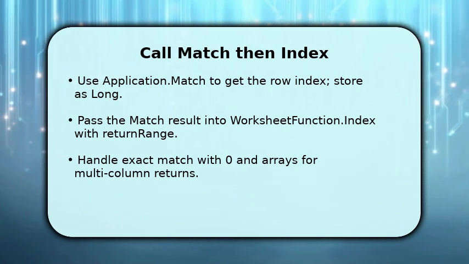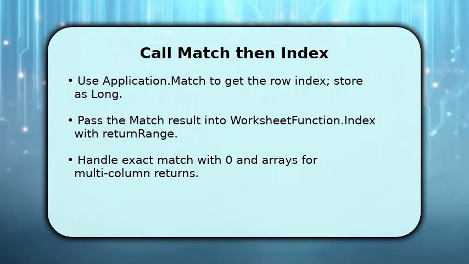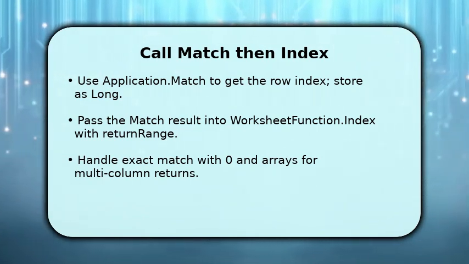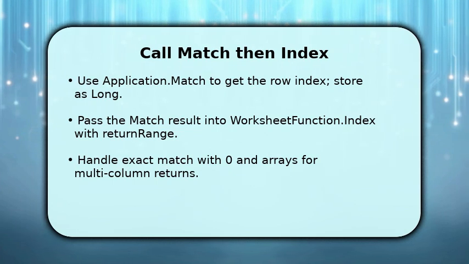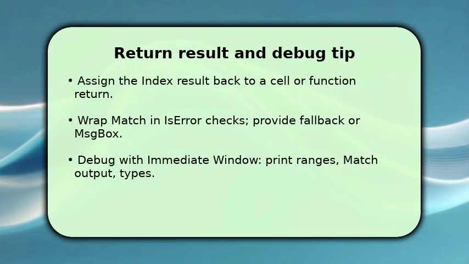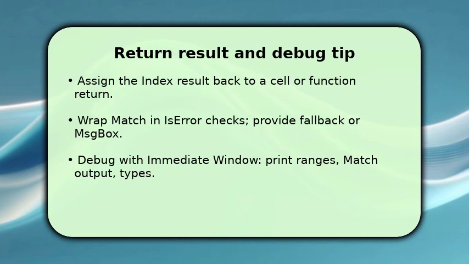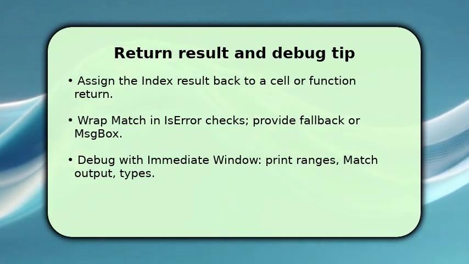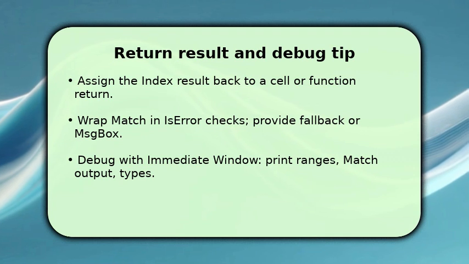Make sure to use Application.Match, not WorksheetFunction.Match, if you expect no match. That avoids unhandled errors and lets you check IsError. Finish by assigning the Index result to the destination cell or returning it from your function. Ensure you convert types if needed.